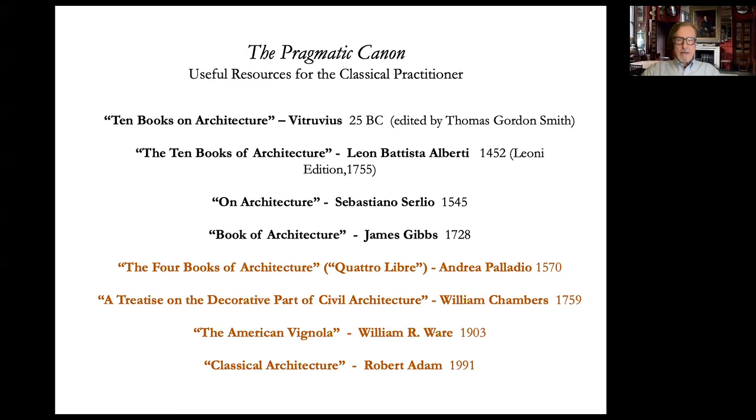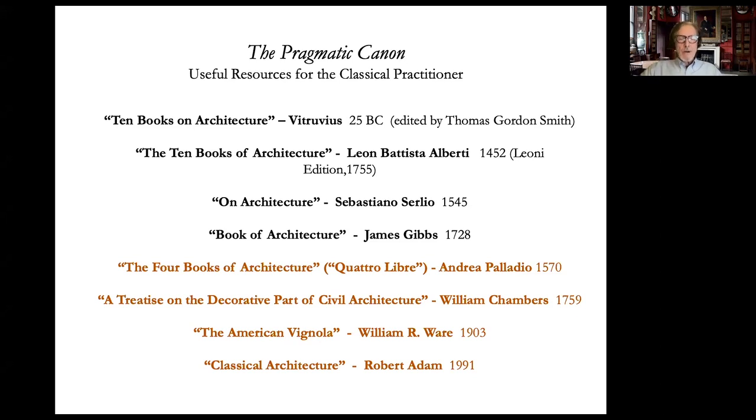Another treatise that I'd like to recommend is the Book of Architecture by James Gibbs, 1728. Gibbs was an important English architect whose work spanned the transition between the English Baroque period and the Georgian period. It contains a collection of plates representing a wonderful variety of building types and decorative elements. And Gibbs's version of the classical orders is in some ways unique and really wonderful. So I highly recommend Gibbs.